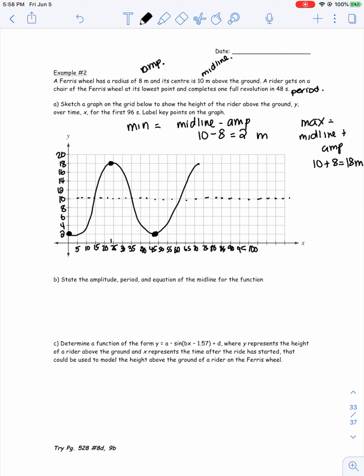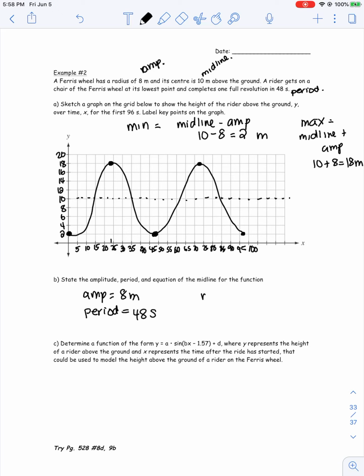And our minimum height was at 48. So if we add another 48, it's going to return to that minimum at 96. So we can use that period to help us draw what this is going to look like, and that would be 2 cycles. So our amplitude was equal to 8 meters. Our period was equal to 48 seconds.